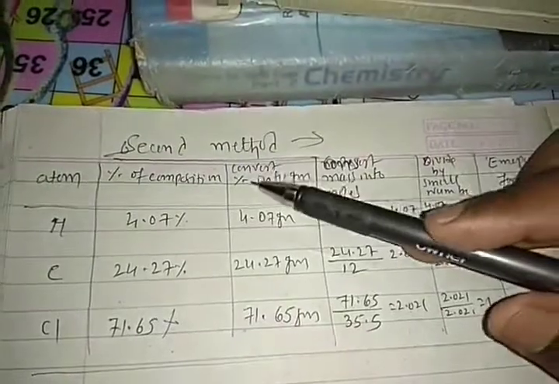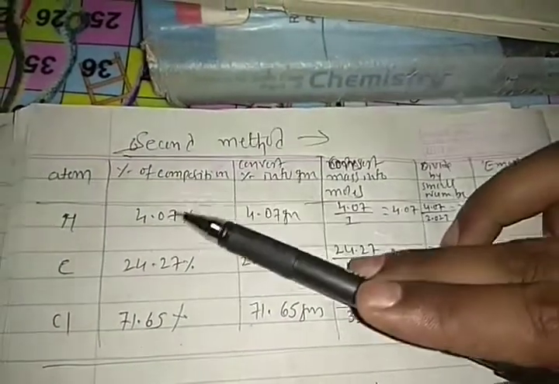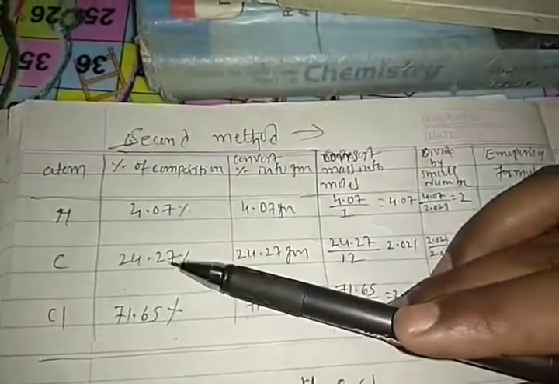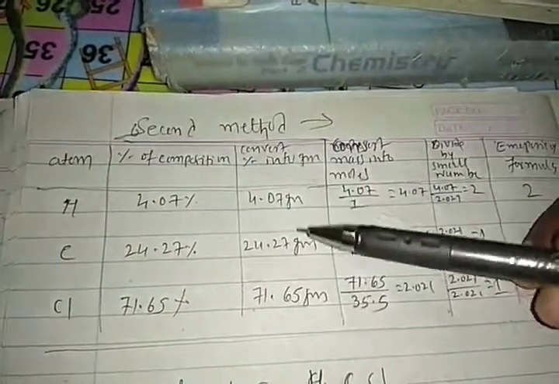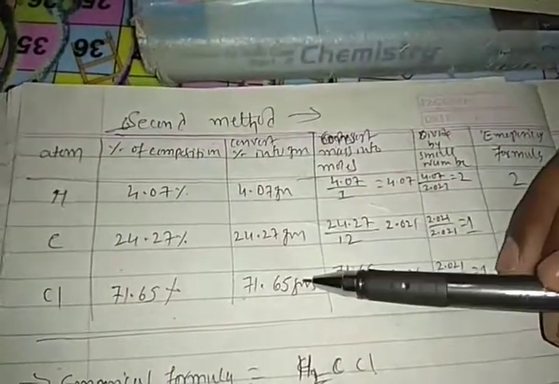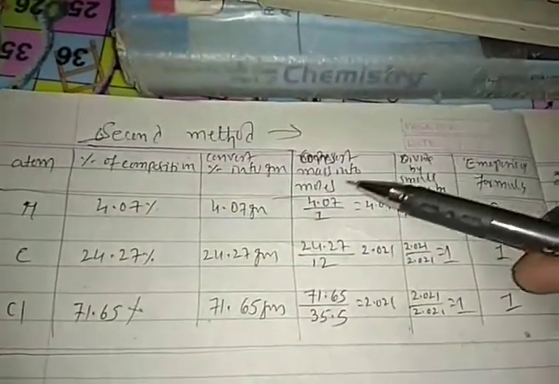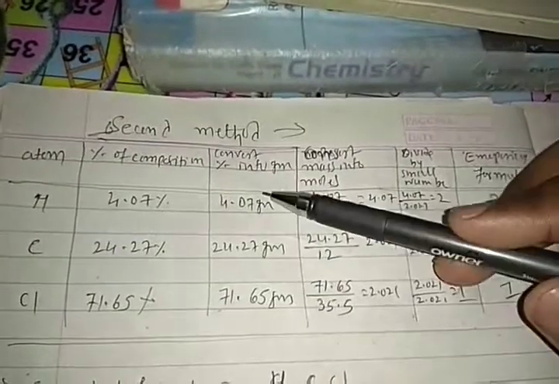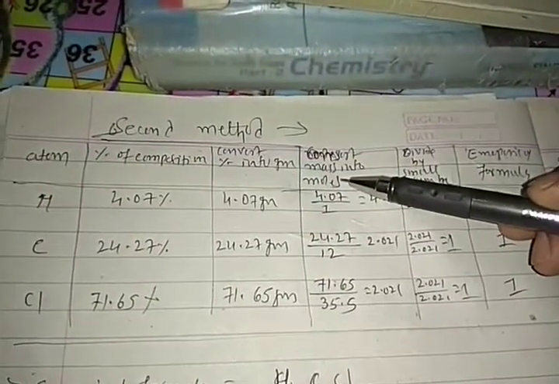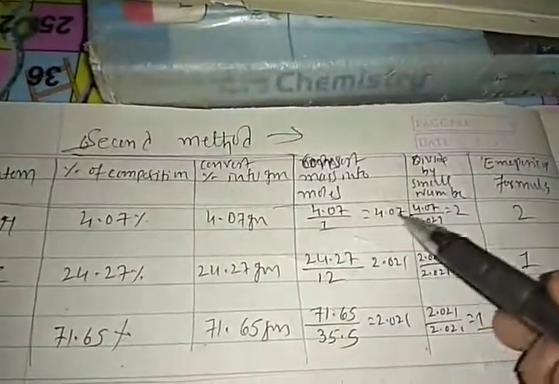Convert percentage into gram. 4.07% is converted into 4.07 gram. 24.27% is converted into 24.27 gram. 17.65% is converted into 71.65 gram. Right. So these grams are converted into moles. Convert mass into moles. These are the lines, students.